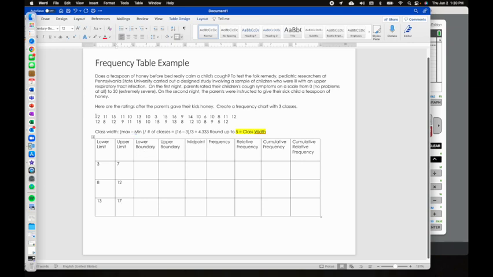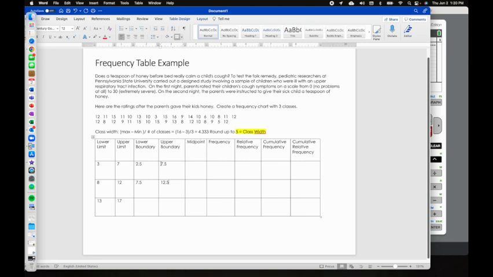Now, because these are all whole numbers in this data set, we want to go out a half in either direction. So for the lower boundary, I'm going to go a half past 3 to the left. So it's going to be 2.5. And then I'm going to go from 7, I'm going to go out a half to the right. So that's going to give me 7.5. Then when I start down here, if I take 8 and I go a half to the left, that's going to give me 7.5. And then if I go a half to the right of 12, that's 12.5.